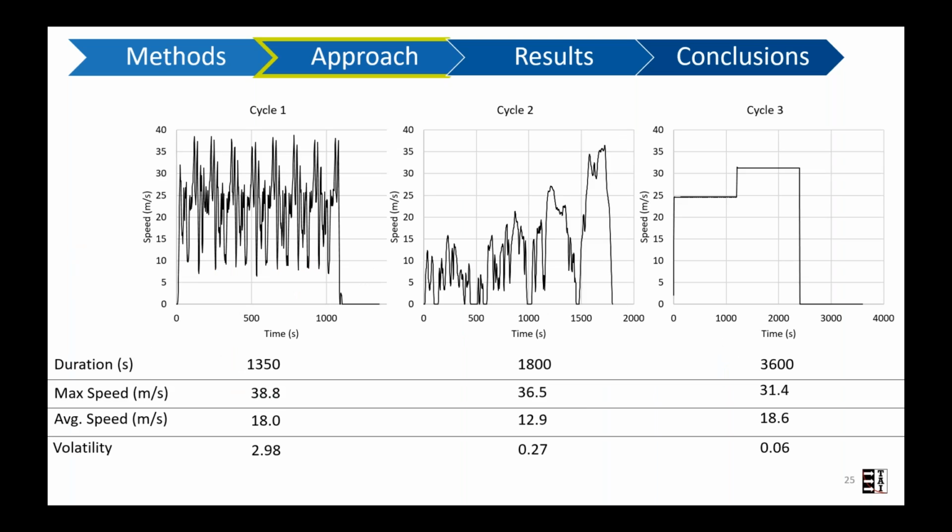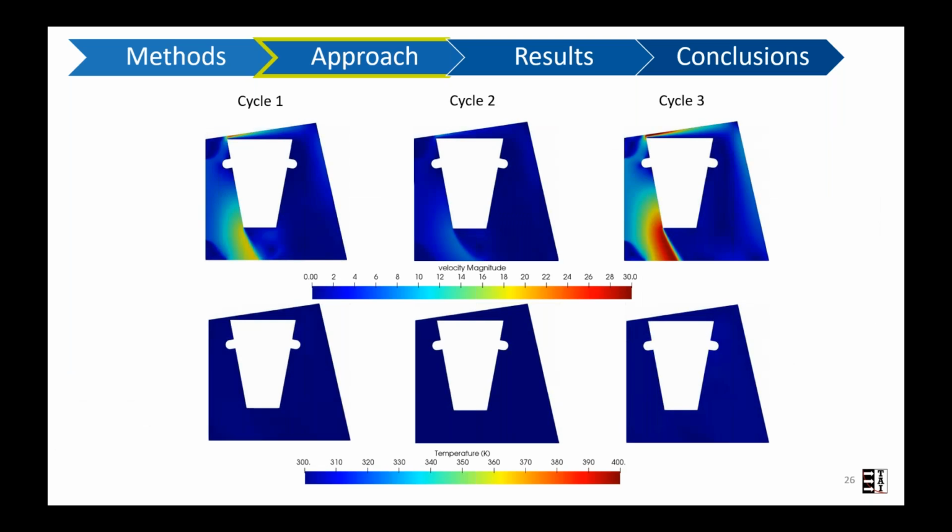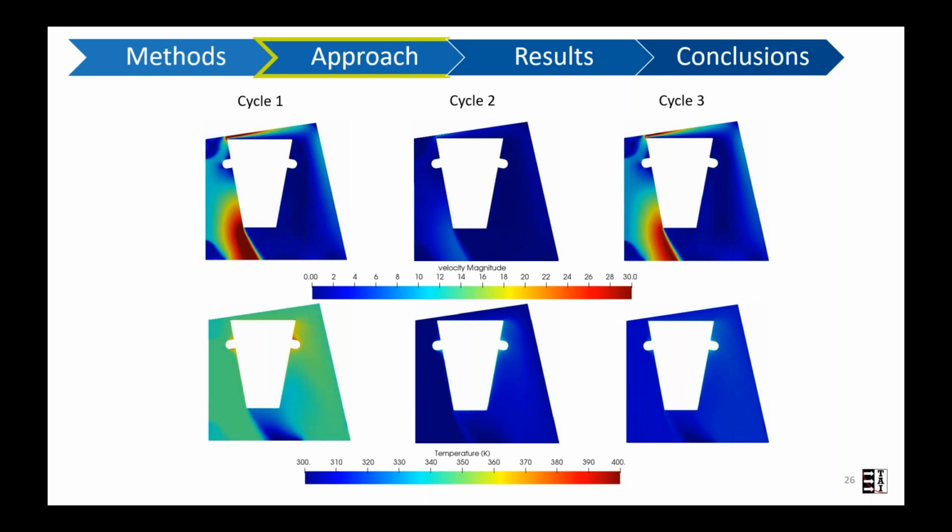The three drive cycles that we will compare today vary in duration, max speed, and volatility. This allows us to see how the different methods perform on a range of cycles. First, let's look at the results from the conjugate heat transfer solution. On the top, we see the velocity results, and on the bottom are the temperature results for the three respective cycles. As expected, the results show high inlet velocity, high velocity over the engine, and a low velocity behind due to the low pressure outlet.